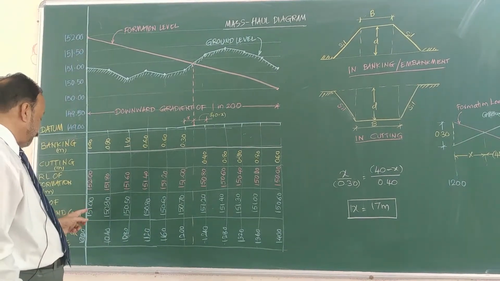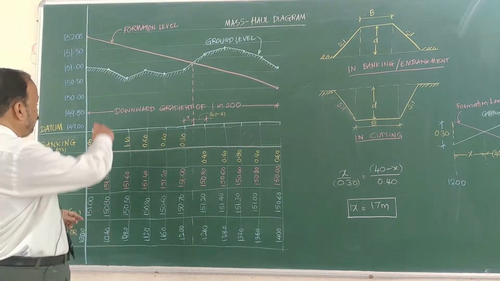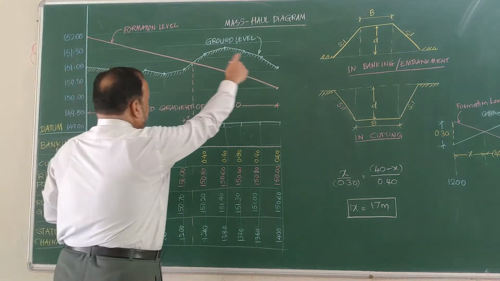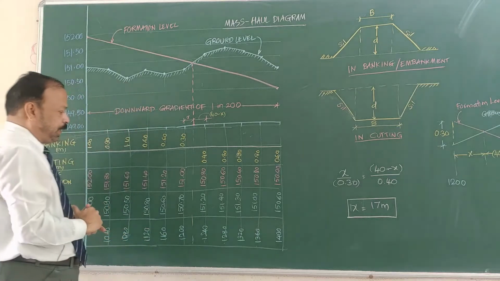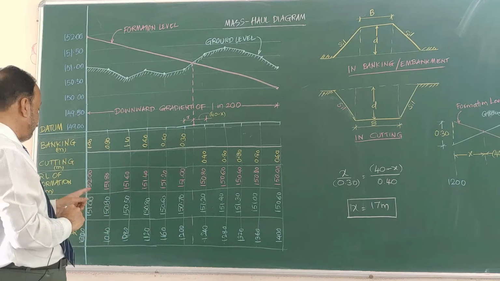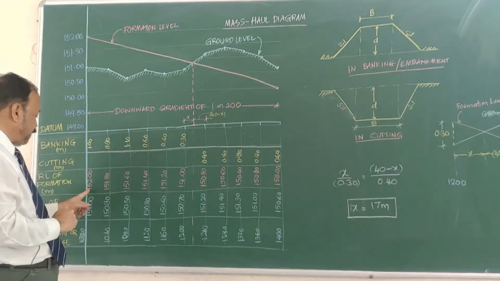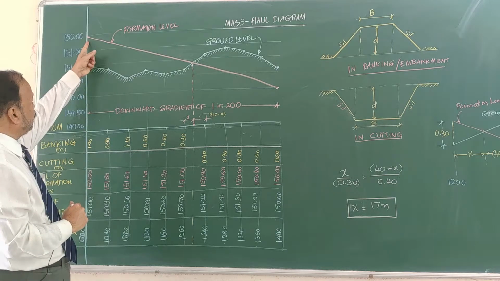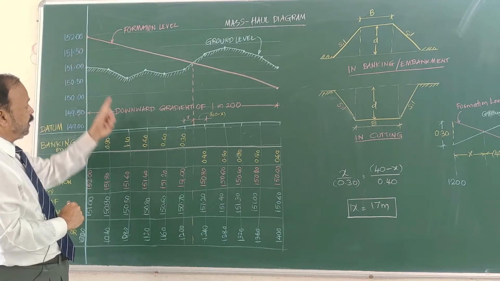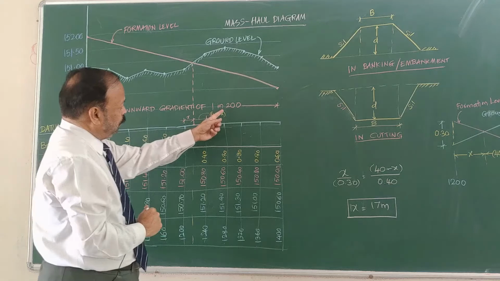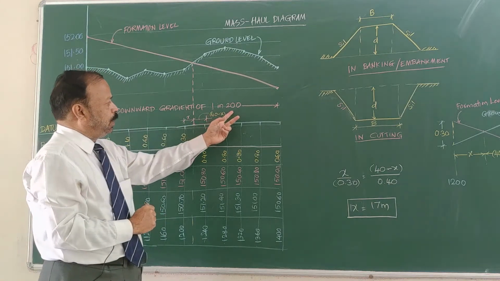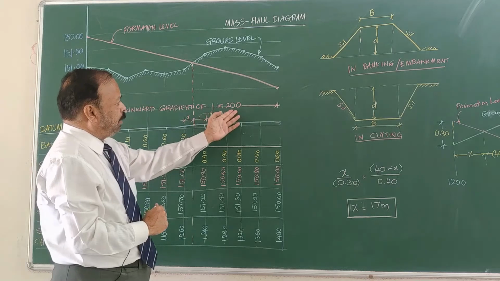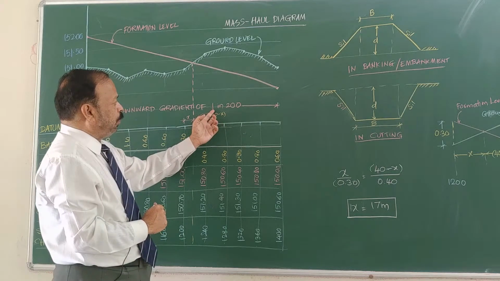So as per the ground level, first plot the ground profile up to the 400 meters, that is 1400 chainage. Then the RL of formation is 152 at first chainage, and from there it is a downward gradient of 1 in 100. So for every 100 meters there is a drop of 1 meter.